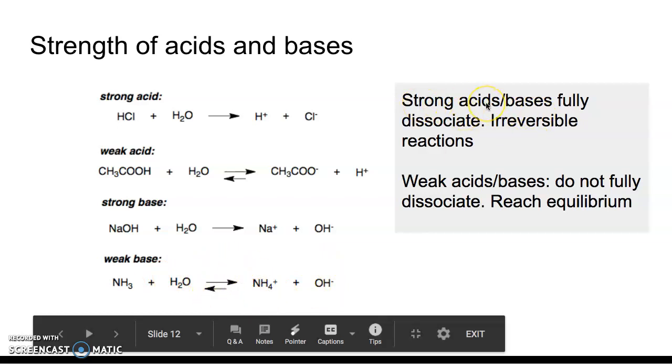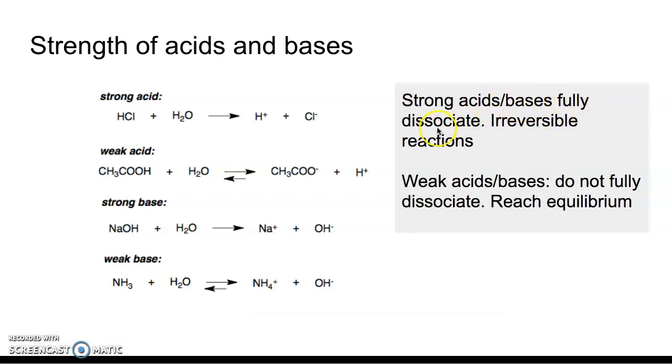So a strong acid or base fully dissociates and the reaction is irreversible. A weak acid and a weak base do not fully dissociate, they reach equilibrium.